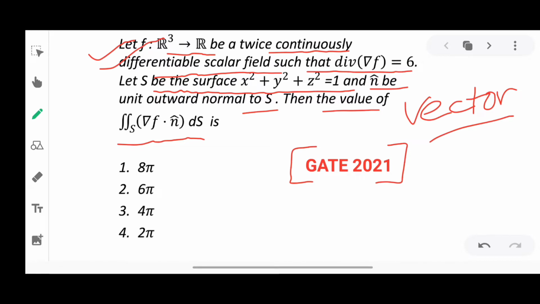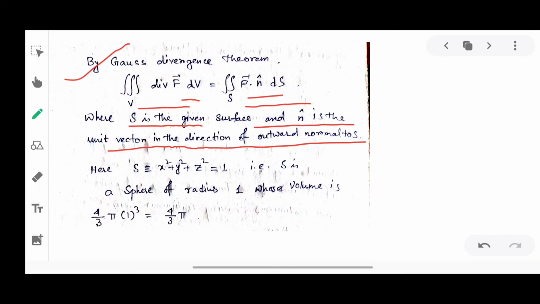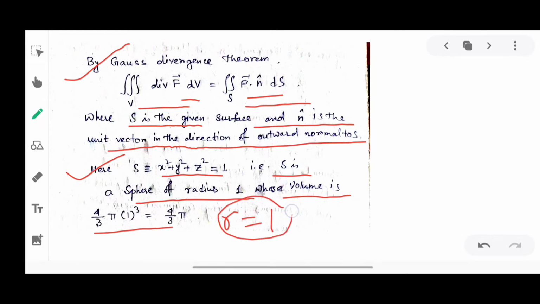Now by the Gauss divergence theorem, we know that it converts the volume integral to a surface integral, that is the integral over V of div F dV equals the integral over S of F dot n ds, where S is the given surface and n is the unit vector in the direction of outward normal to S. Here the surface S is given by x square plus y square plus z square equal to 1, that is, S is a sphere of radius 1, whose volume is 4/3 pi r cube. Here r equals 1, so the volume is 4/3 pi.